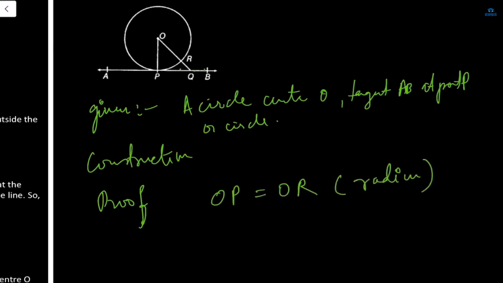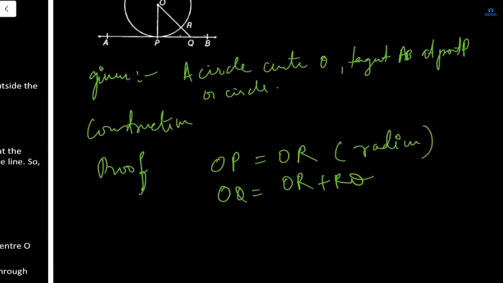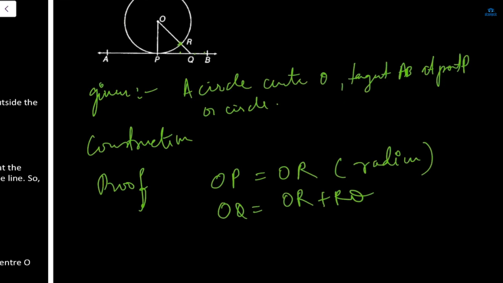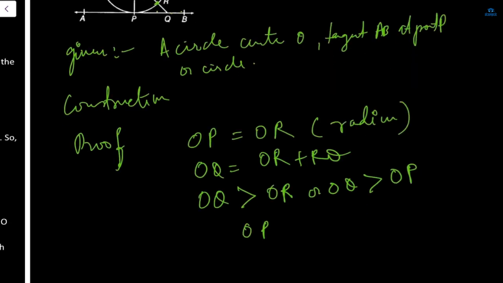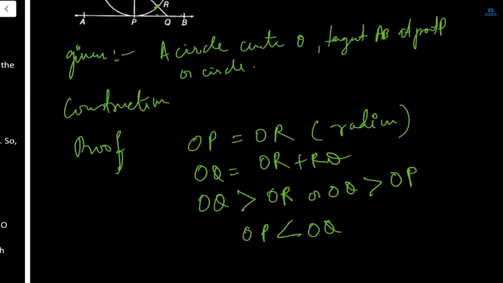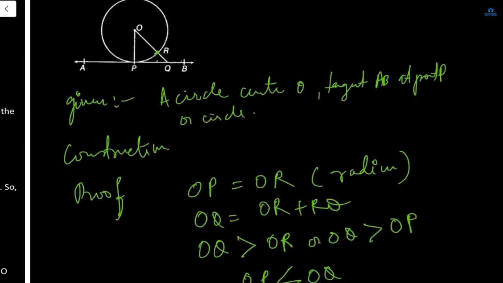And if you take OQ, OQ क्या होगा? वो हो जाएगा OR plus RQ. अगर हम OQ देखें तो ये और ये दोनों लाइन मिला के होगा, ठीक है? That means OQ is greater than OR. Or you can say that OQ is greater than OP, or OP is less than OQ. Then you can say that OP is the shortest among all the segments joining the point O to any other point in AB. And the shortest distance is called the perpendicular distance from the point to the line.